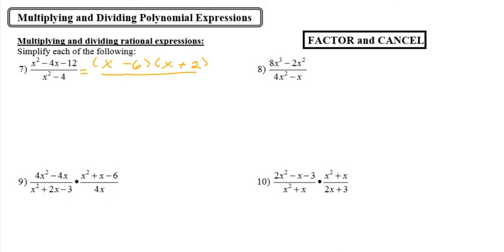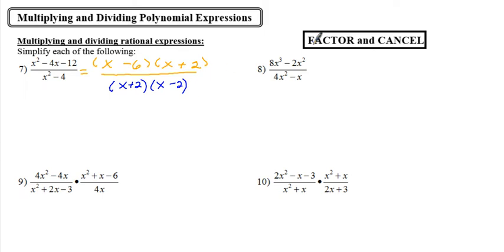Now let's look at the bottom. What do we have here? We have x squared minus 4. Can we factor this? Hopefully you see that that's a difference of squares, and that you can factor that to x plus 2 and x minus 2. If you wrote these, the orange or the blue, in a different order, that's completely fine.